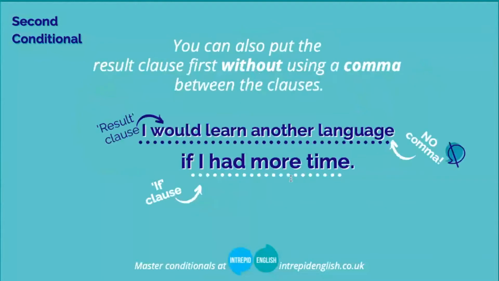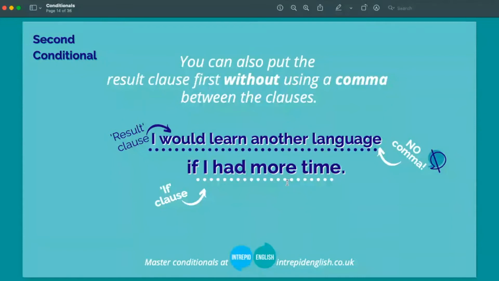Here's a really good example as well. I would learn another language if I had more time. I hear this all the time from students. Okay. And one thing that a lot of people get wrong here is that they put would in the if clause. So let's switch these around. If I had more time, I would learn another language. Not, as many people say, if I would have more time, I would learn another language. We've got too many woulds there.